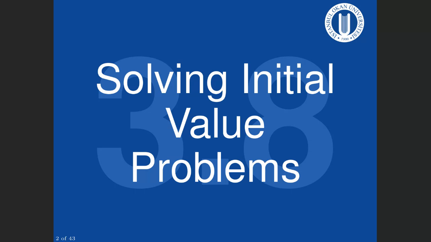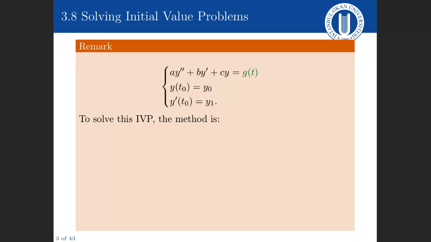So first of all, let's do some examples. Let's start with some revision. Let's suppose we have an initial value problem like this: a y double prime plus b y prime plus c y is equal to some function g of t, with two initial conditions.